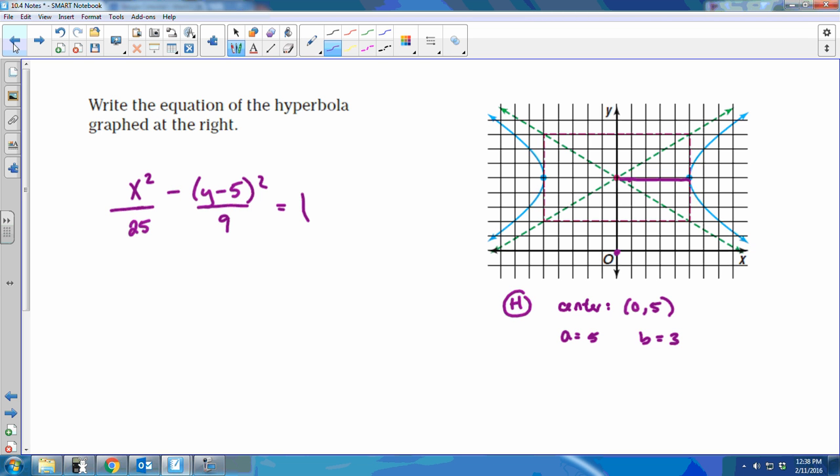Systems of equations and inequalities involving conic sections. All of these things we've been doing: circles, ellipses, hyperbolas, and parabolas. Okay. Any questions about learning target 10?